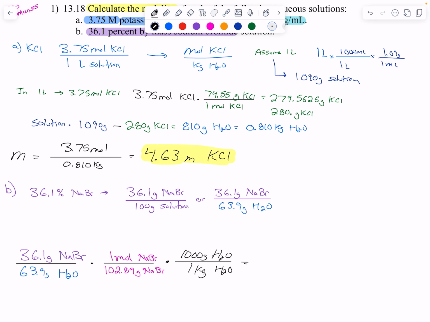And that's it. So I take our 36.1 times your 1,000, divide 63.9 divided by 102.89. And I get 5.49076 90438. And we have 3 sig figs, so 5.49 mol sodium bromide. And that is part B. Well, I hope number 1 makes sense. We'll see you next one.